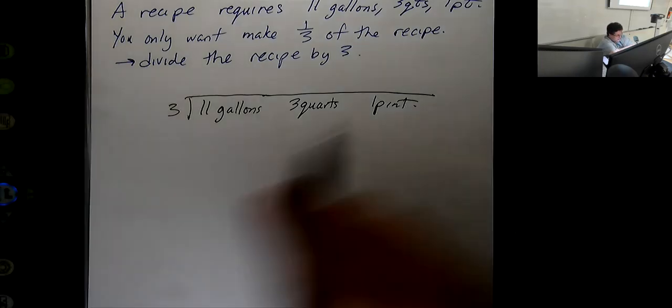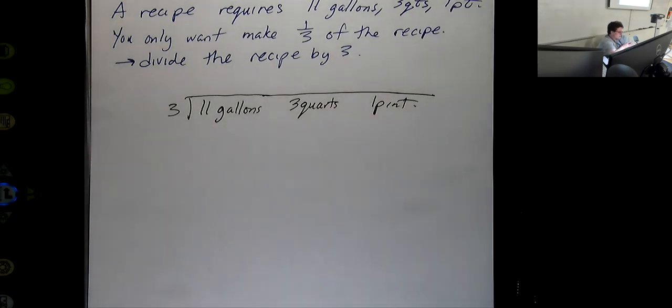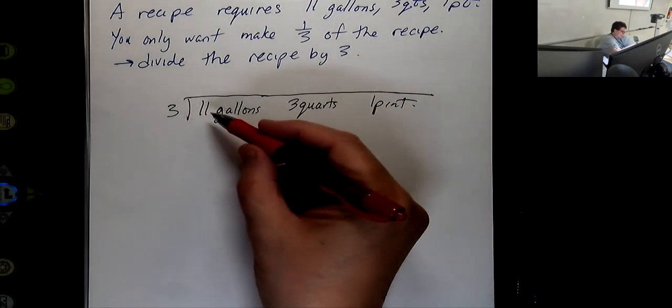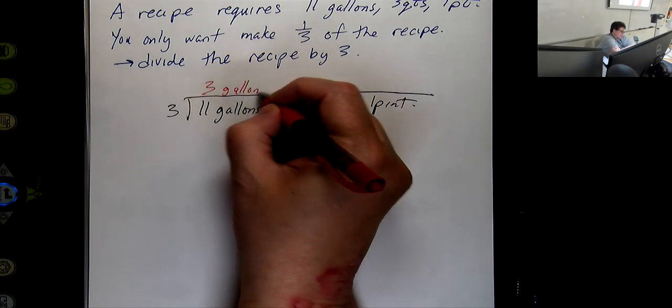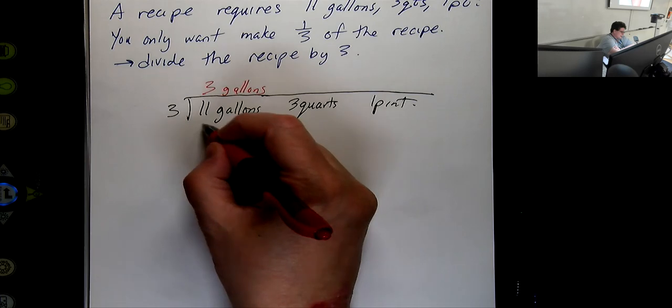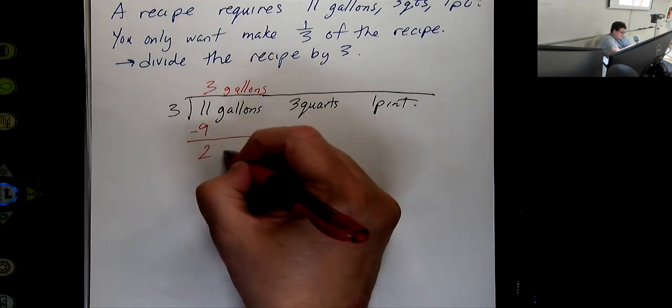And the division part goes as normal. It's when we're shifting between columns that we got to be careful. So I can divide 3 into 11, and it's going to go 3 times. So I'll put 3 gallons there. And then 3 times 3 is 9. So I've used up 9 gallons, and I still have 2 gallons left.